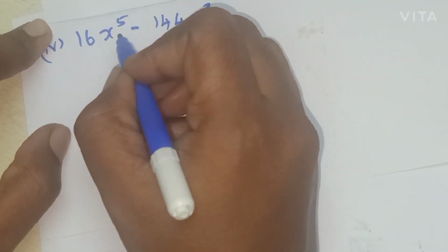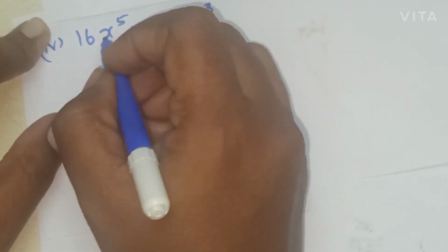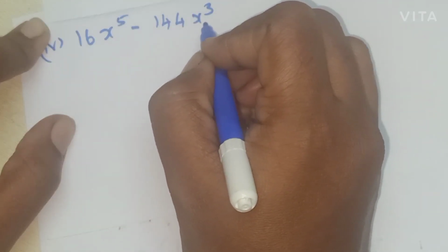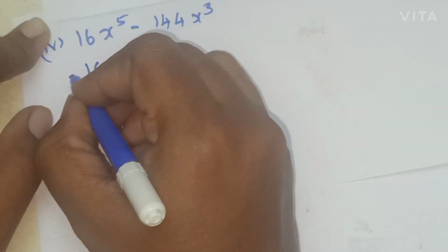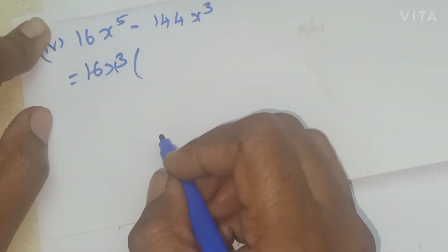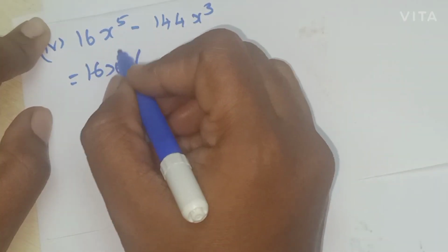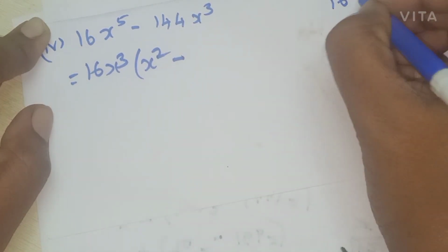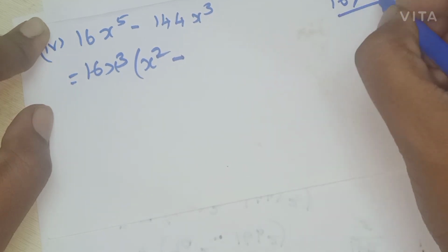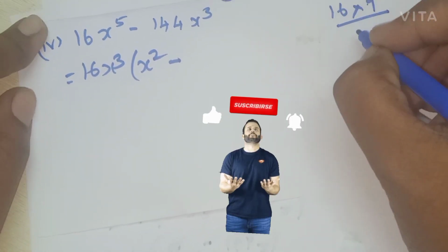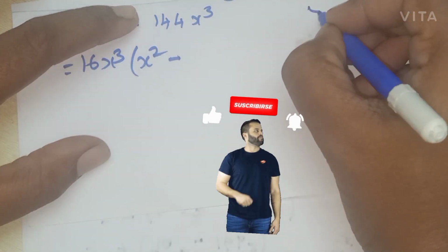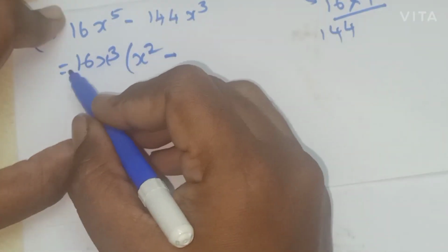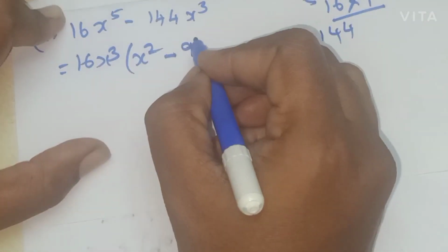Fourth subdivision, 16x power 5 minus 144x cube. So 16x power 5 minus 144x cube, here I can take 16 and x cube to be commonly out. So if I take 16 and x cube commonly out, remaining we get x square minus 9. 16 into 9, 9 fives are 45, 9 sixes are 54, 9 ones are 9, 9 plus 5 gives us 14. So 144 is 16 into 9.